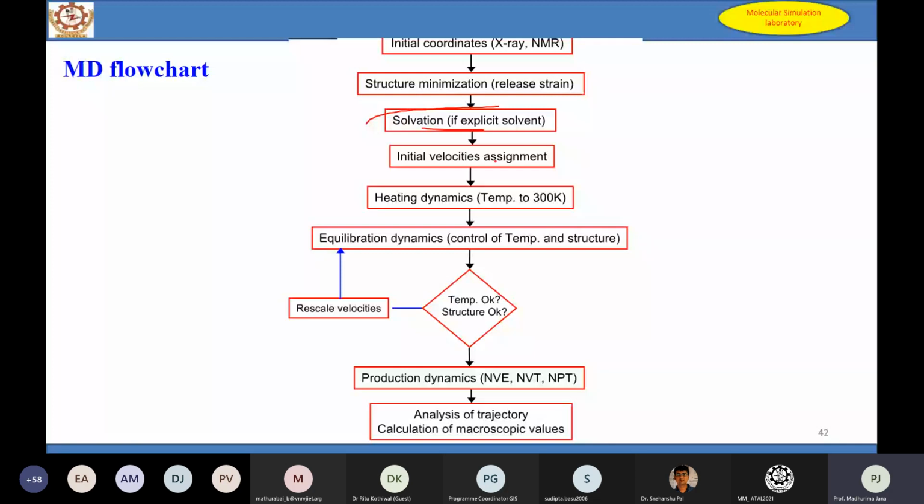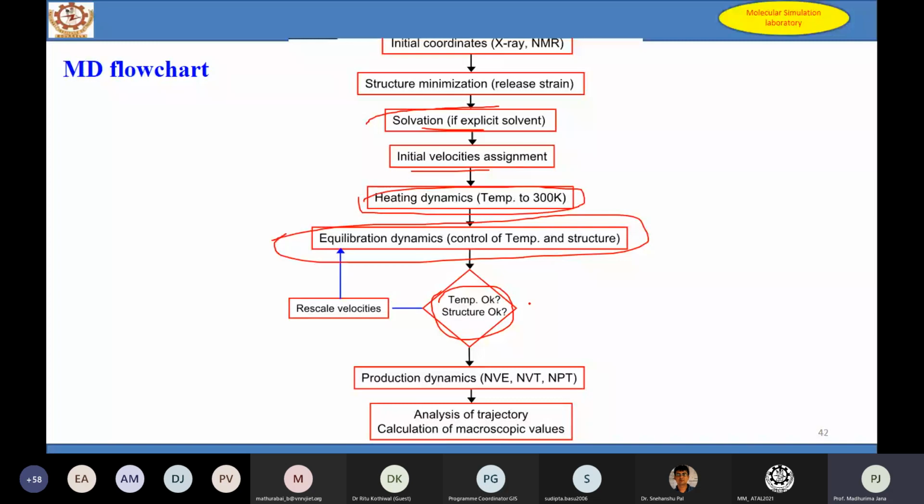Then you have to do the heating dynamics. When you are starting with the crystal structure, the temperature of the system in the crystalline phase is assumed to be 0, so you have to bring it at least to room temperature or your desired temperature. So you have to perform some heating dynamics. Then after the heating dynamics, there must be some equilibration dynamics, which controls the temperature and the structure. After that, you have to see whether your temperature and structure are okay or not. If the temperature is raised but the structure is distorted, you have to redo things again. And if you find that both the temperature and the structure are fine, then you move on to the production dynamics.